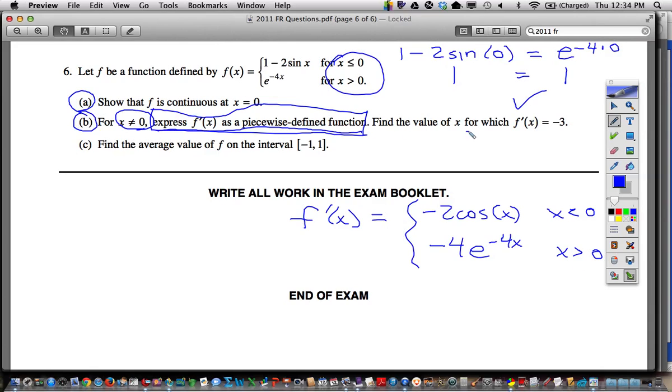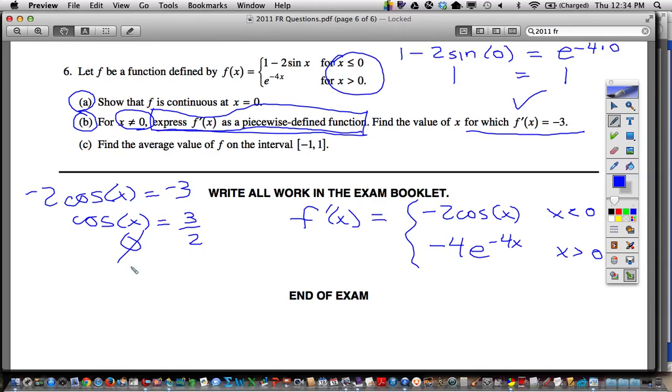All right, now find a value for which f prime is negative 3. So what do you think? Set them both equal to negative 3. Now this is a no calculator problem, so you go into that and you think, ooh, that's going to be ugly. Well, maybe not. You get this. When does cosine equal 3/2? Cosine has to be between negative 1 and 1. So it cannot equal 3/2. So that's no solution there.